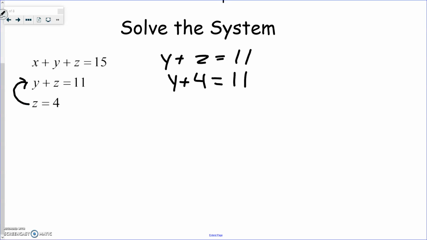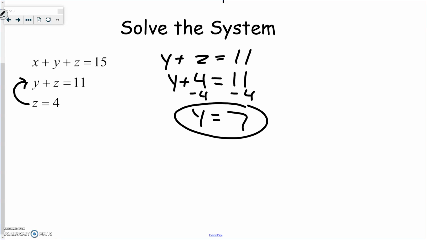I'm going to go ahead and solve this. Very simple. Subtract 4 from both sides, and we will find that y is equal to 7. I've got my y now. I already have my z answer. This is actually already one of my answers. For the top one, to find x, I have x plus y plus z equals 15. So all I have to do is sub in my z and my y. So I have x plus, instead of y, I'm going to write 7 because that's what y is. Instead of z, I'm writing 4 because that's what z is. And it is all equal to 15.